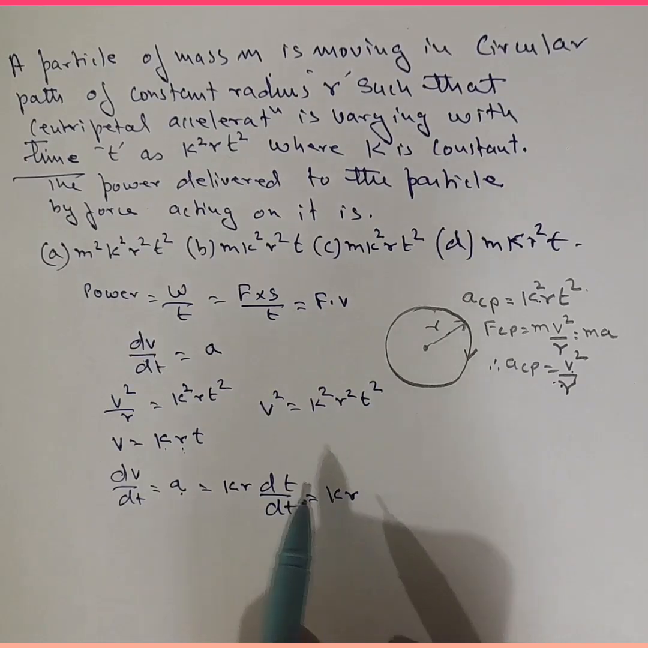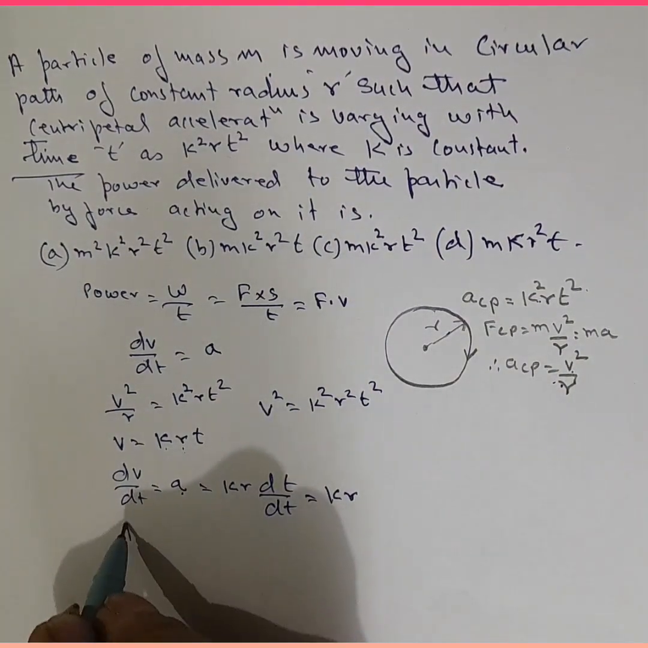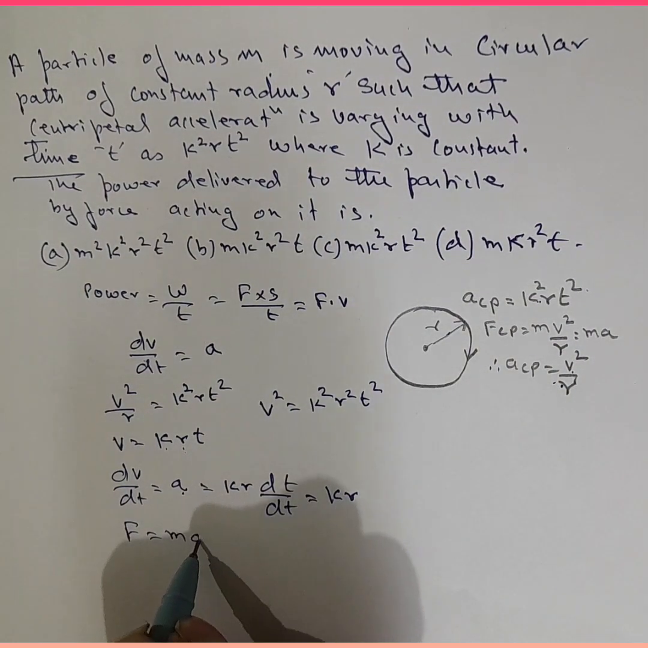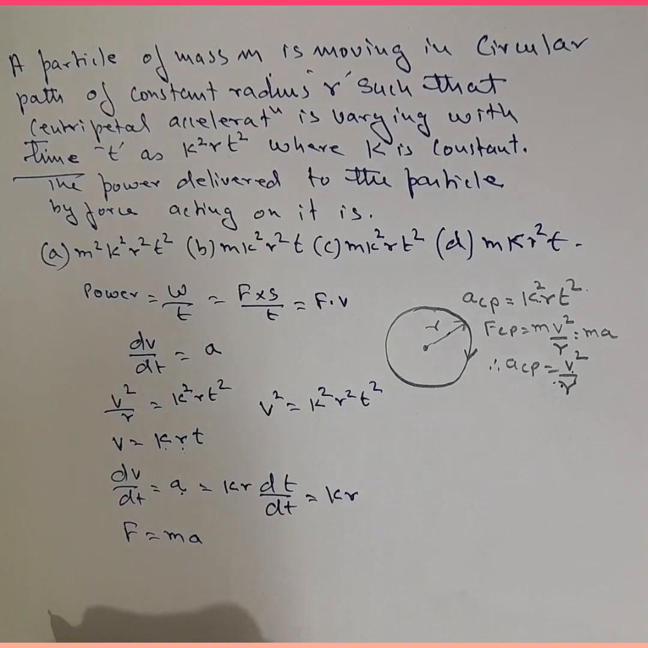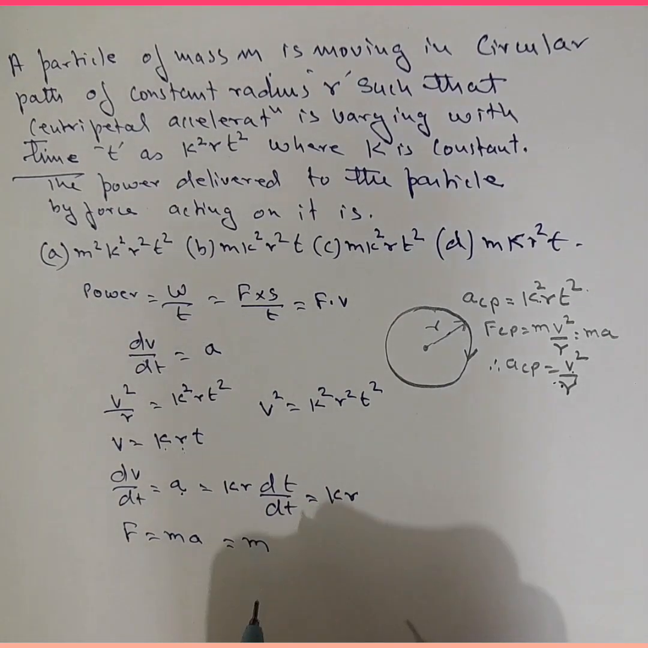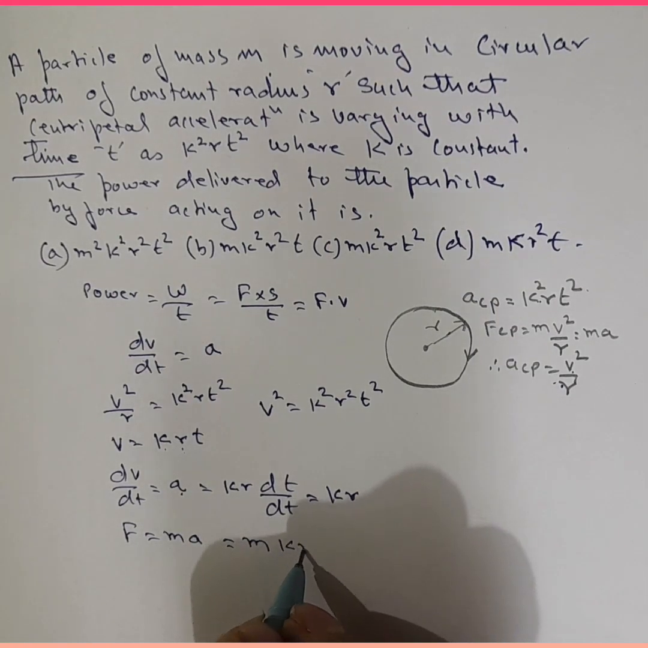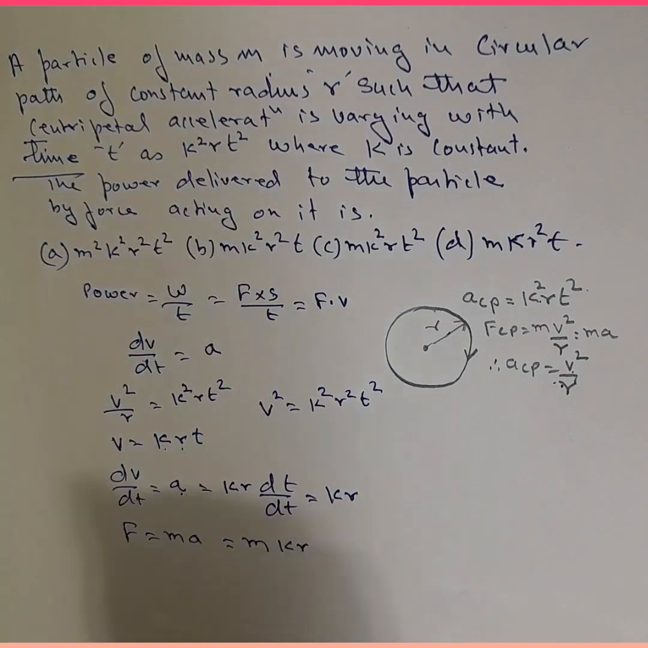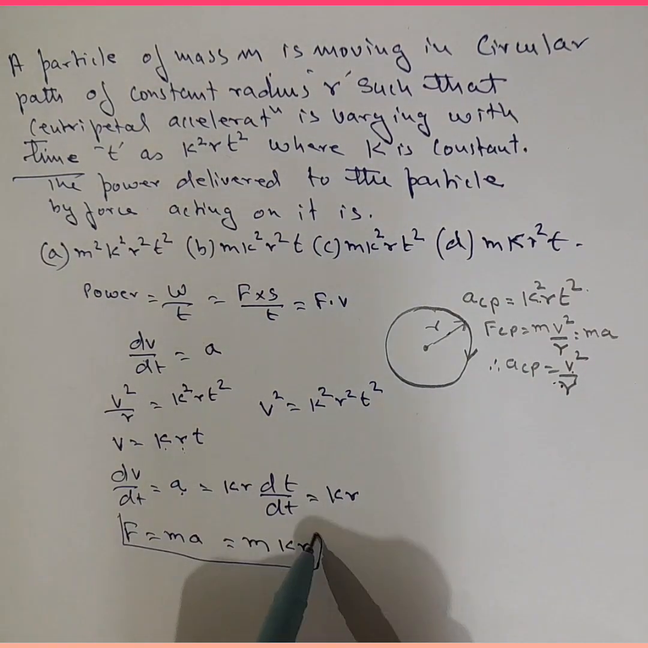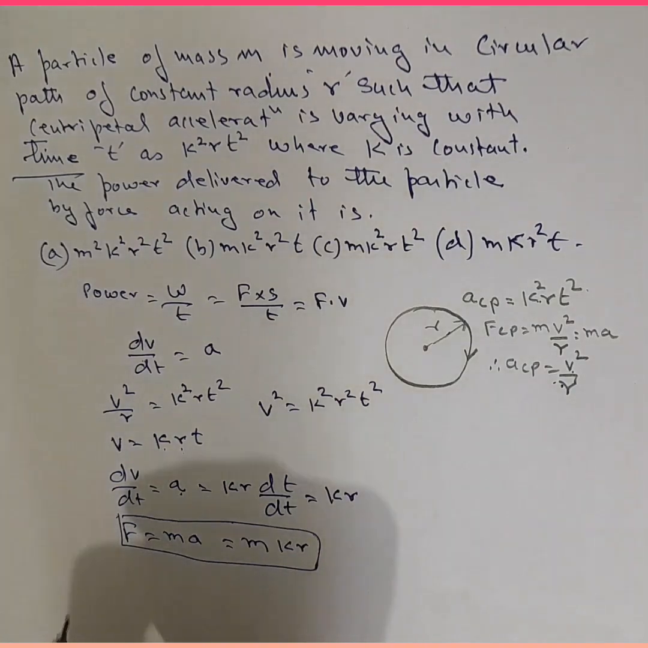Now let's get back to our basic formula of force. Force is equal to mass into acceleration. Mass remains mass. The acceleration just now derived is equal to kr. So we got this formula for our force. Now let's get into power.